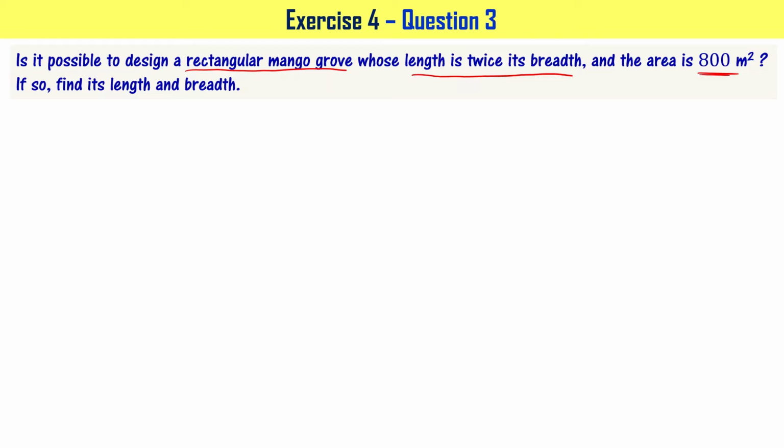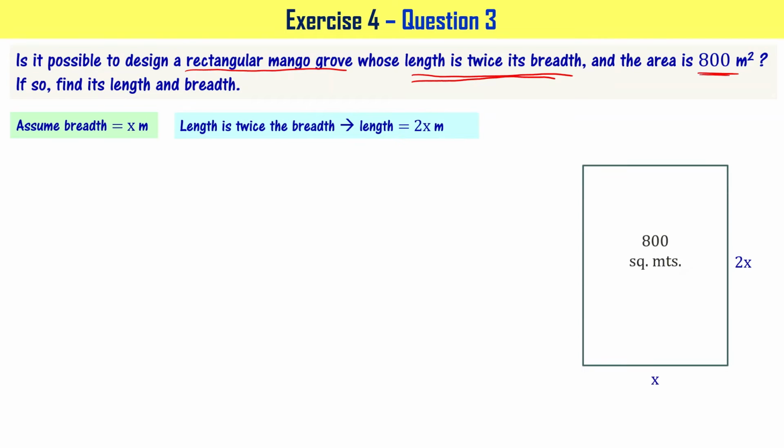To do that, let's assume the breadth of the given rectangle as x meters. If breadth is x meters, length is twice its breadth. It means length is going to be 2x meters, right? The rectangular mango grove looks like this. You have width equal to x or breadth equal to x and length equal to 2x and area is 800 square meters, right? Now we know that area of a rectangle can be written as length times width.